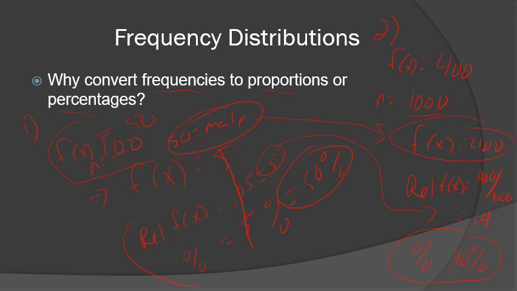So going back, long story short, I got long-winded there, but why do we use proportions? Why do we use relative frequency? Why do we use percentages? Because if we're going to make comparisons between groups, we have to use that. You cannot use absolute frequencies when making comparisons between groups.